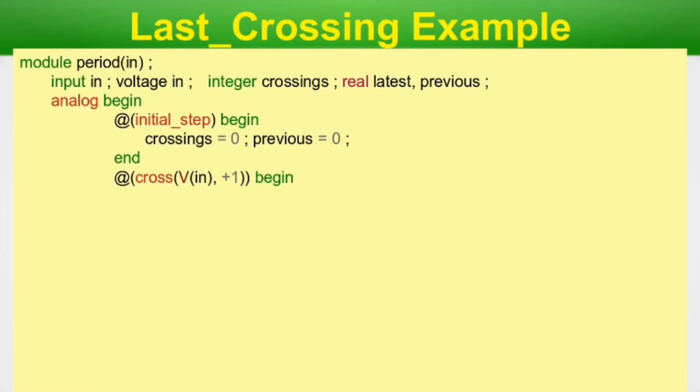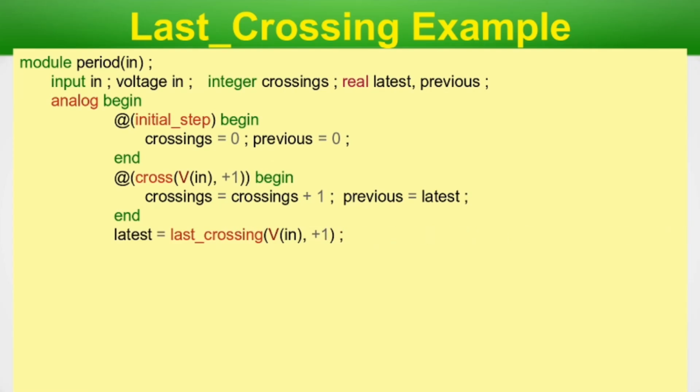Then we write the cross and the expression Vin, and we give a direction +1. And here we assign, if it is a +1, crossing equal to crossing + 1 and previous equal to latest. So these are the two assignments we do here, and then we close that block with end. Then we write that latest is equal to last_crossing, the function that we just discussed, and Vin is the first expression and then the +1.